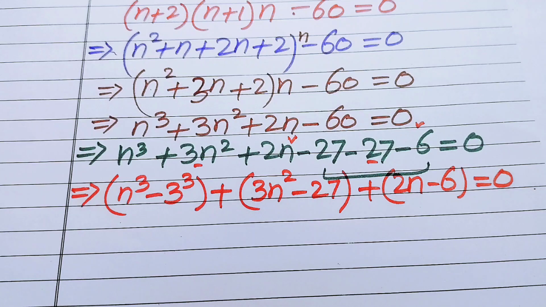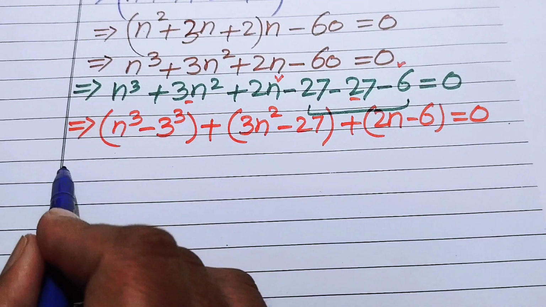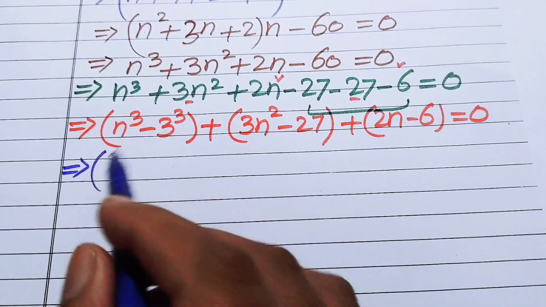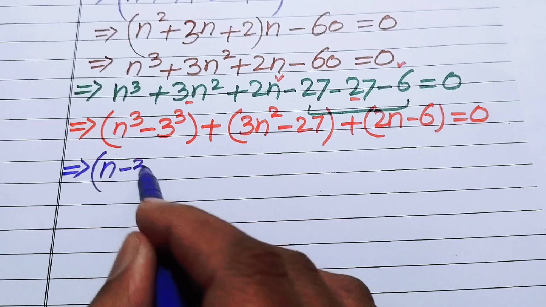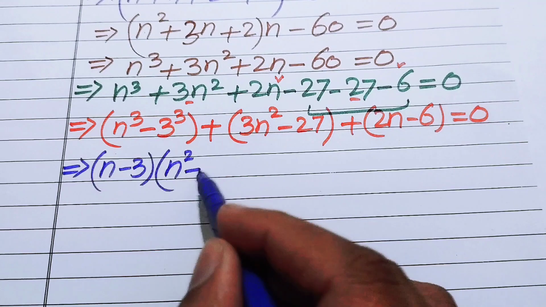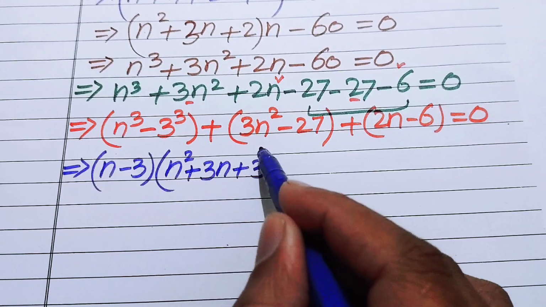So here I just make the pairs of these terms, and in the next step we will use the nice cubic and squared formulas. So now first I can use the cubic formula here, and you have a cubed minus b cubed, it is equal to a minus b times of a squared plus ab plus b squared.